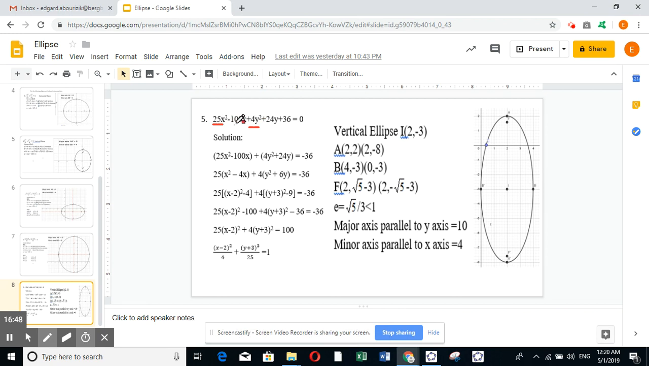So I take the x's together, as I did here, and the y's together, and the number to the other side. I put the coefficient of x squared in factor, 25. I divide by 25 here, 25. I put the coefficient of y squared in factor, so 4. I divide by 4 here and 4 here, equal minus 36.